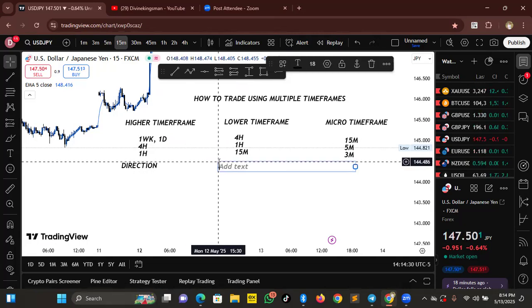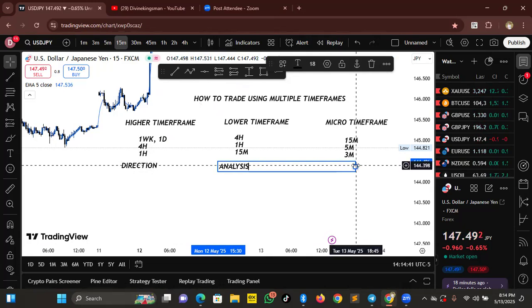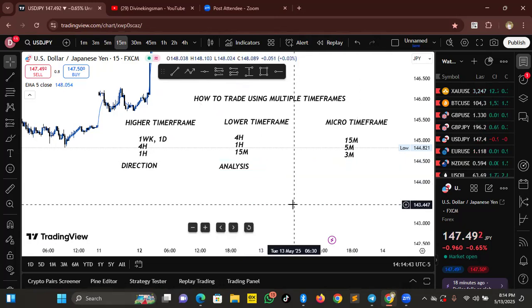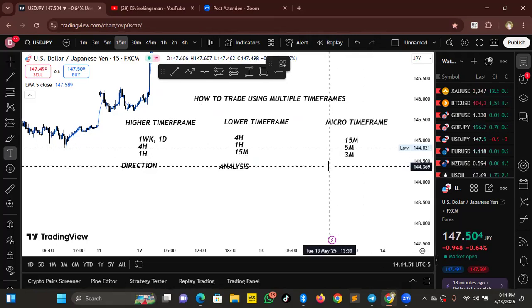Now, the second, which is the lower time frame, is what we use for analysis. As I said again, it just depends on the kind of trader you are. Here is where we start our main analysis. Then the third one is what we call the entry.